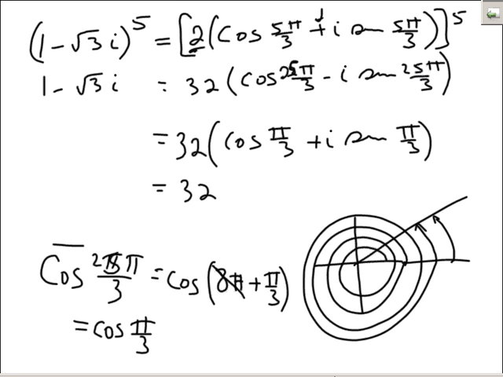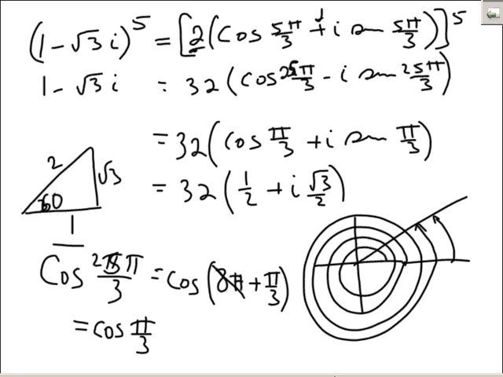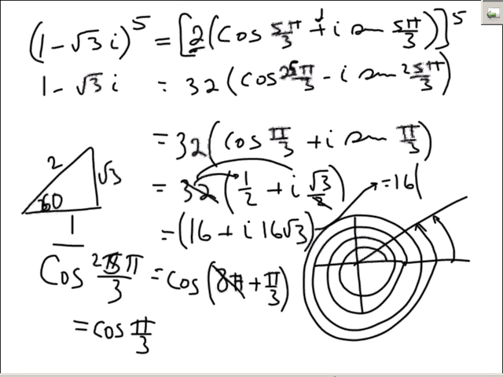Now the nice thing is, this pi over 3 is 60 degrees, and we know everything about 60 degrees. 1, 2, square root of 3. The cosine of 60 degrees is a half, and the sine of 60 degrees is the square root of 3 over 2. You can factor out the 2, that is 32 times a half is 16, plus i times the square root of 3 over 2 times 32. This 2 still goes into the 32 16 times. 16 square root of 3. In fact, what I meant to do was just to factor out the 16. There is your answer.